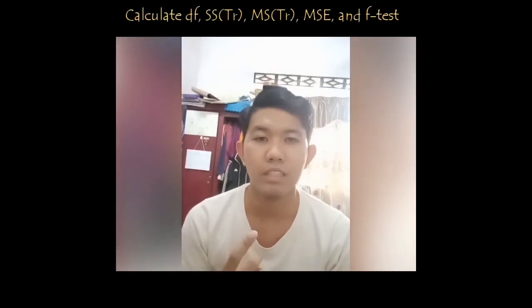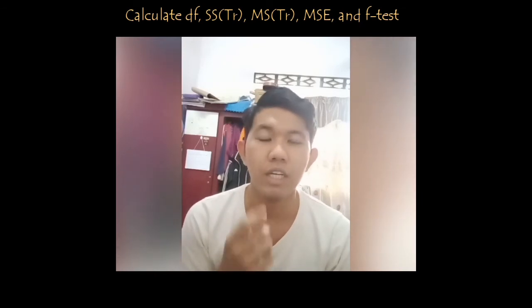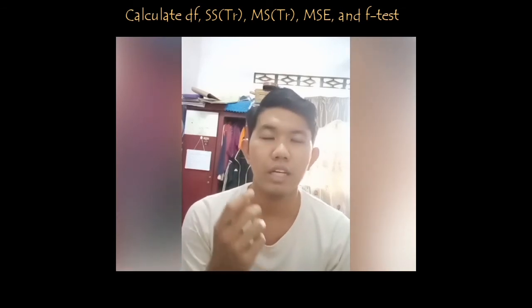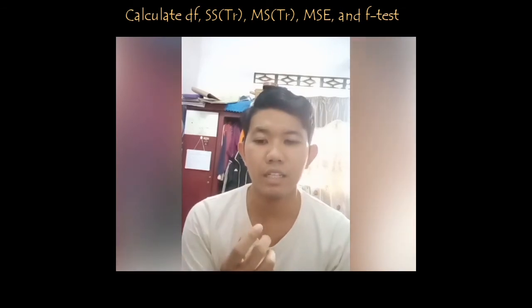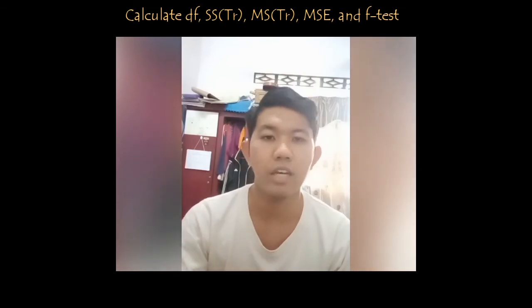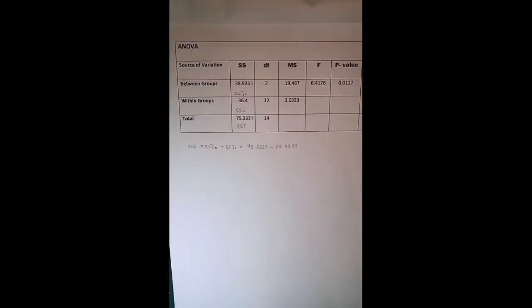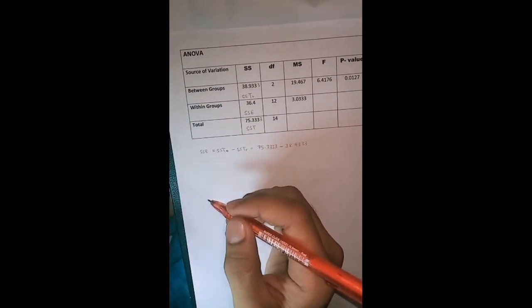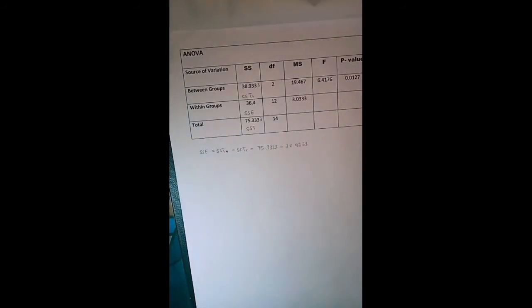Okay, my name is Muhammad Akmal bin Muhammad Nazmi, PC 18098. For my part, I will explain about sum of square, degree of freedom, and mean of square for treatment and error, and lastly the F-test. After that, I will state the null and alternative hypothesis for this case study. Okay, let's go. We will continue with the ANOVA table.